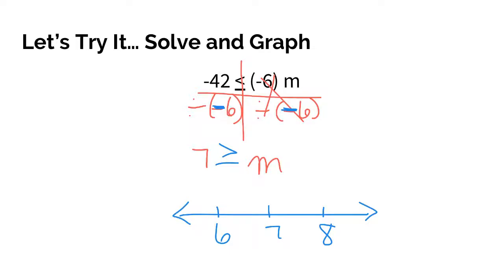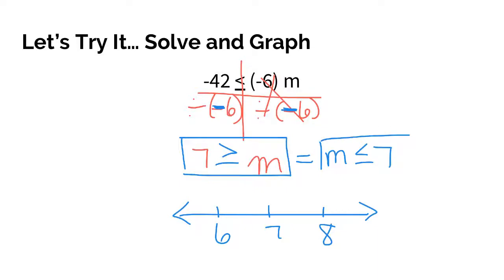Remember I told you earlier, you could flip this around if you want to. The alligator mouth is eating the 7, so you have to keep it like that. But if it makes you happier to have your variable first, you could flip that around if you wanted to. So 7 is part of my solution set. Originally, it said that 7 was greater than or equal to everything. So whether you said it the first way or you flipped it and said m is less than or equal to 7, this is your graph.